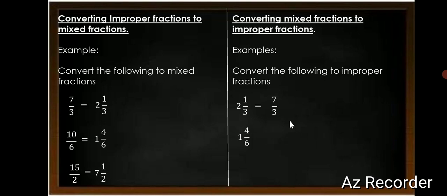Taking a look at another example, we have 1 whole number 4 over 6. So in order to convert this to an improper fraction, we'll have to multiply this denominator with this whole number. That's 6 times 1 will give us 6, plus 4, that will leave us with 10. So the answer will be 10 over 6. Okay, taking a look at another example, we have 7 whole number 1 over 2. This procedure is still the same. We'll say 2 times 7, that will give us 14, plus 1, that will give us 15. The answer will be 15 over 2.